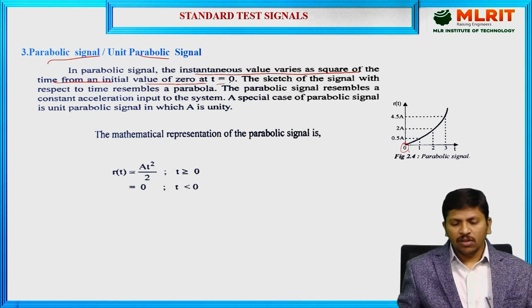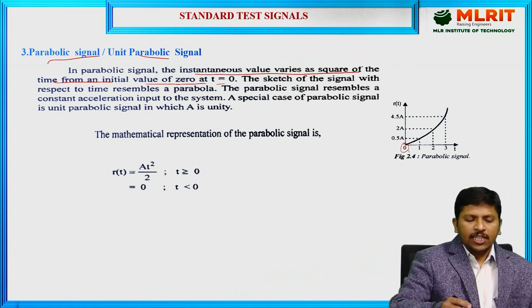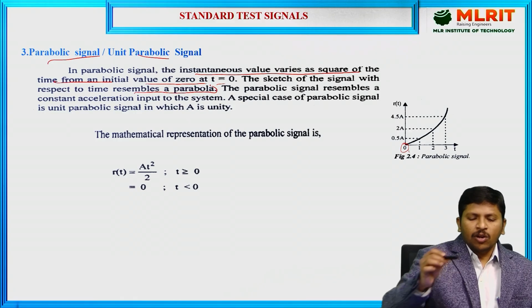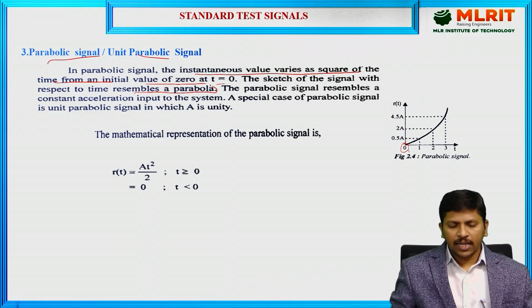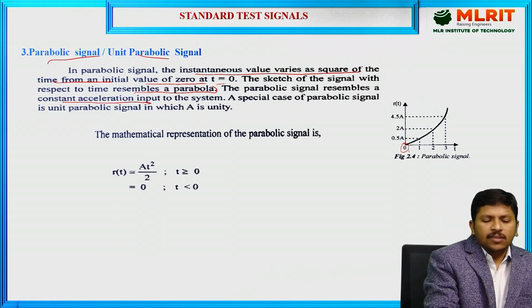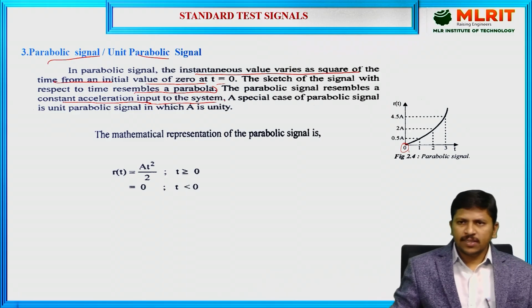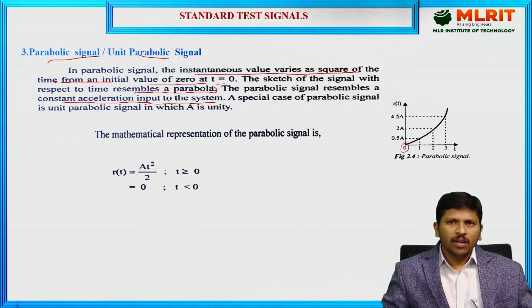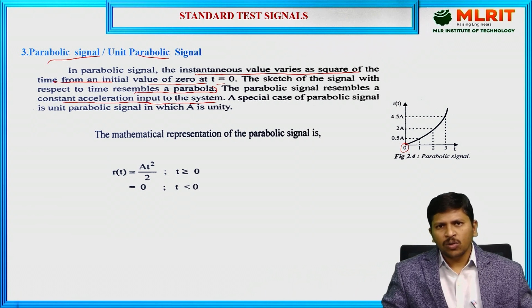The sketch of the signal with respect to the time resembles a parabola, so it is called a parabolic signal, or else a constant acceleration input to the system. A parabolic signal resembles a constant acceleration input to the system. A special case of the parabolic signal is the unit parabolic signal, when a equals to unity.